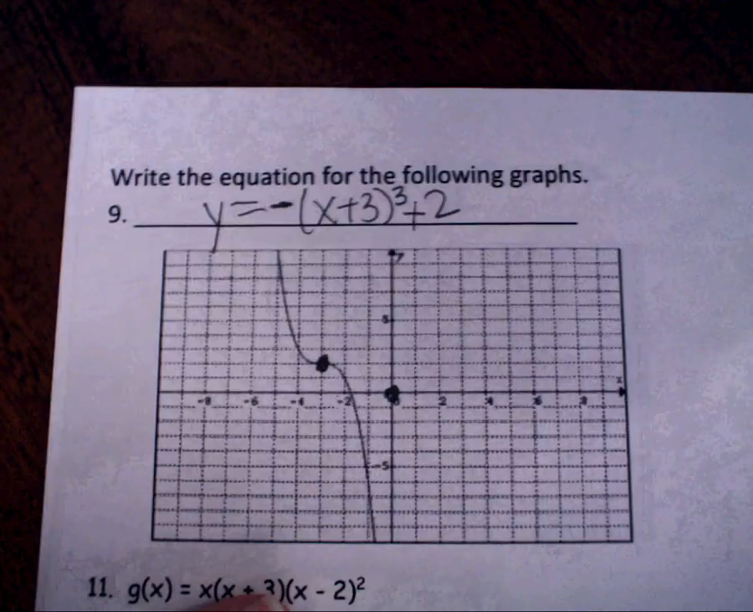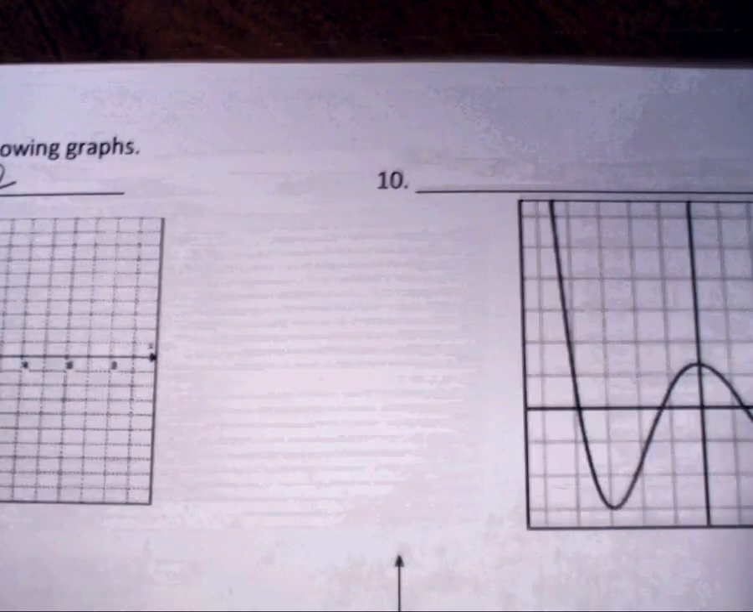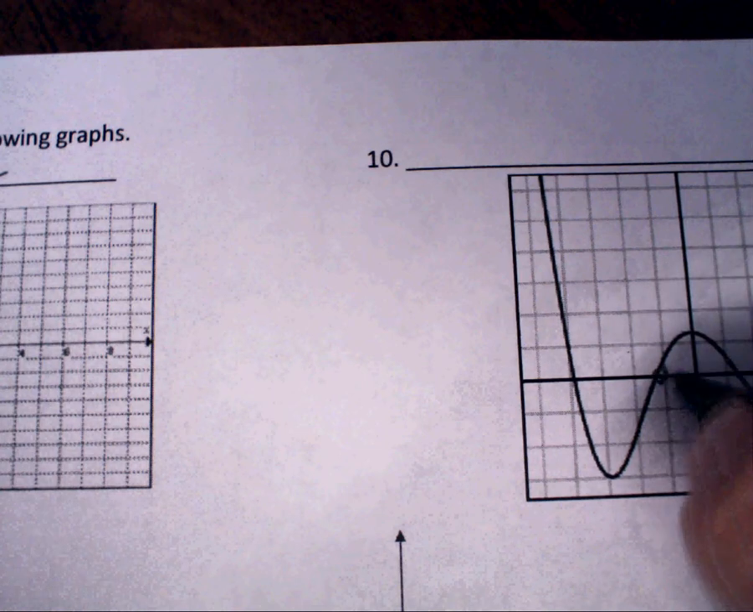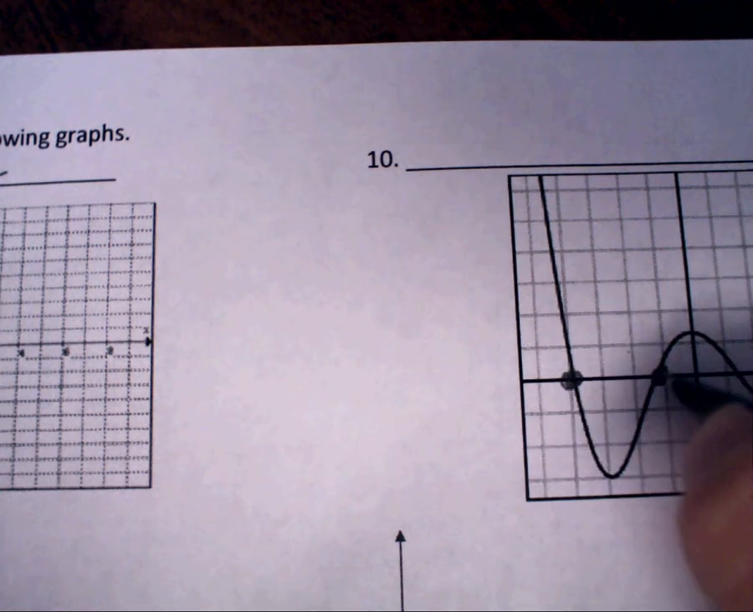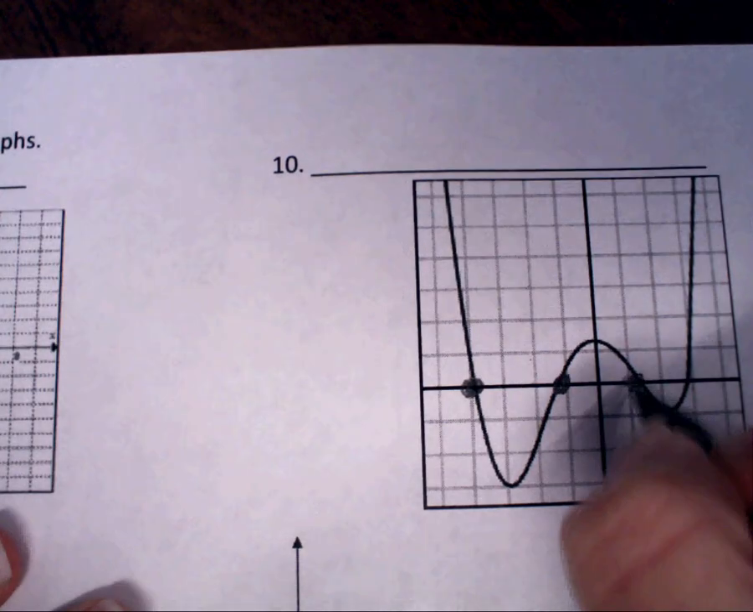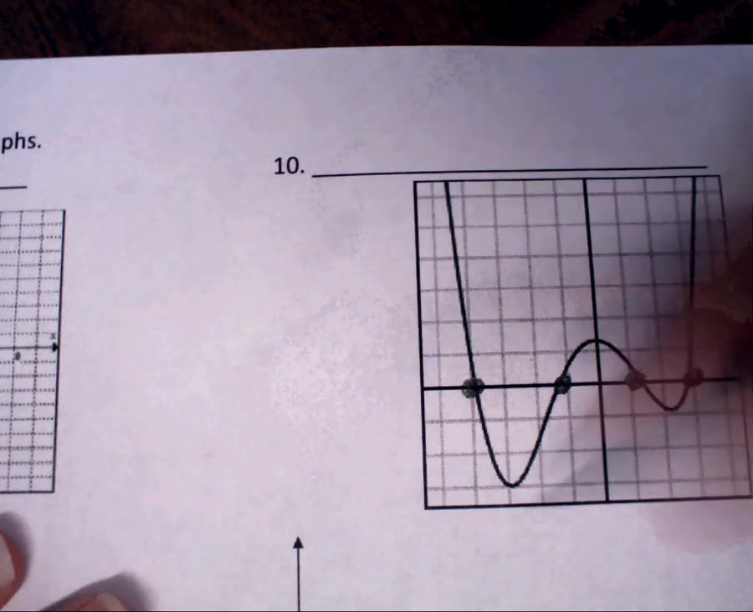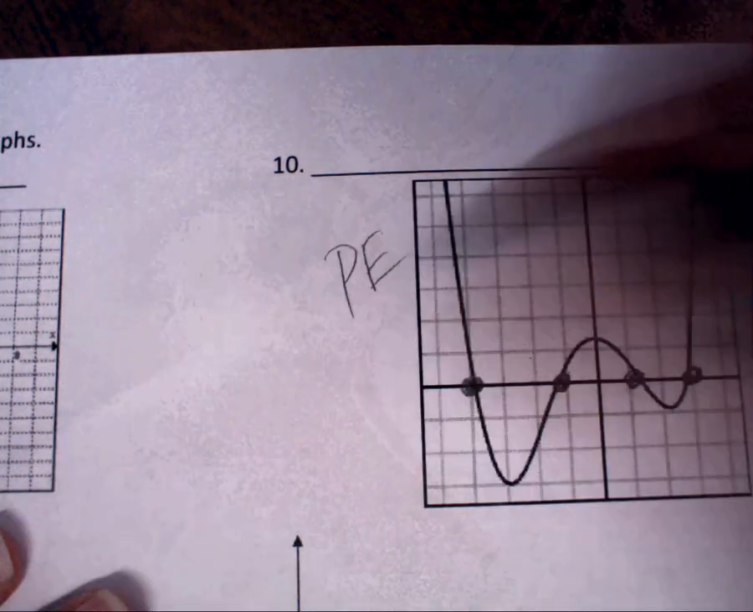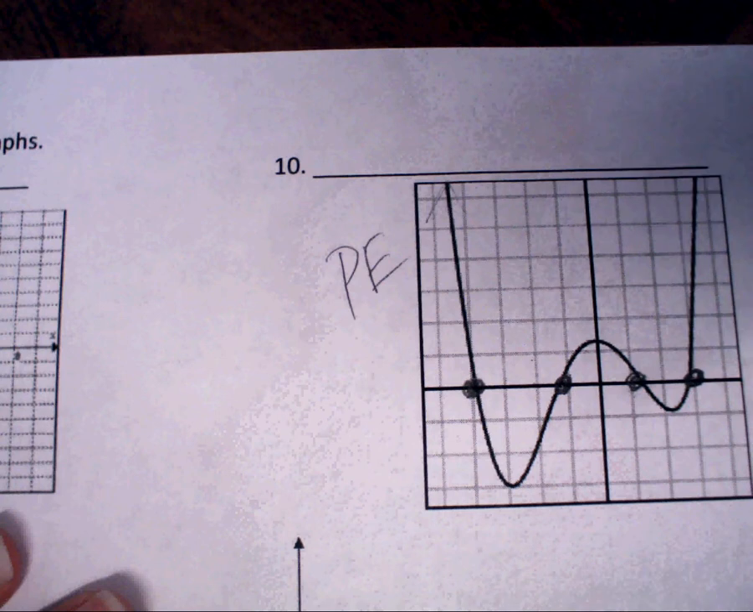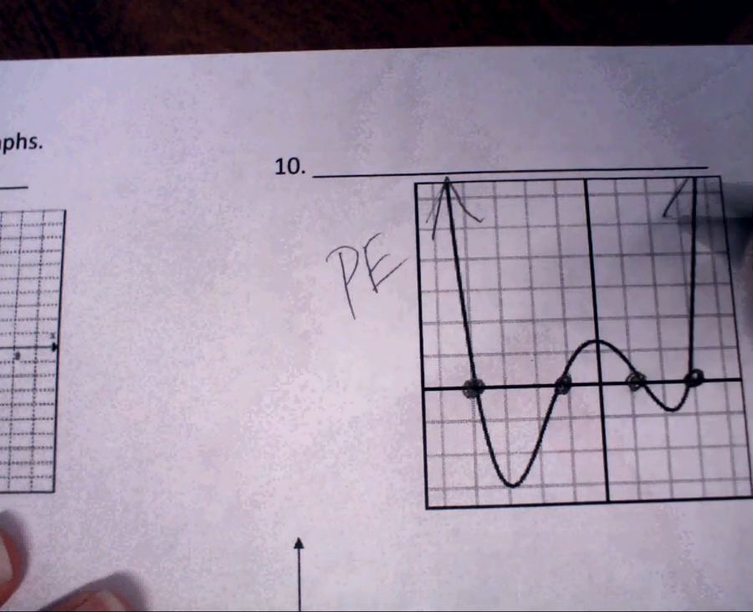So then on number 10, we're just going to estimate a little bit. So let's just say that it crosses at -1. It crosses at -4, crosses at 1, and crosses at 3. So I just need to write a positive even. This is a PE because ends up. Okay, ends up means positive even.